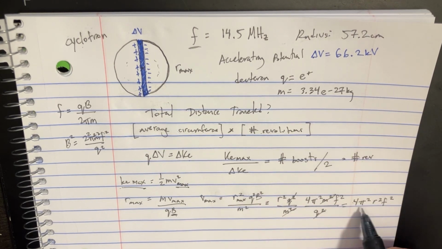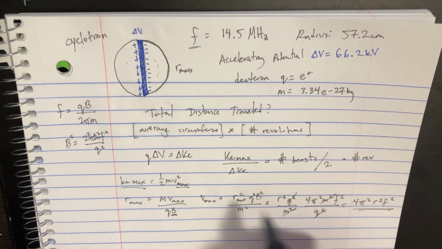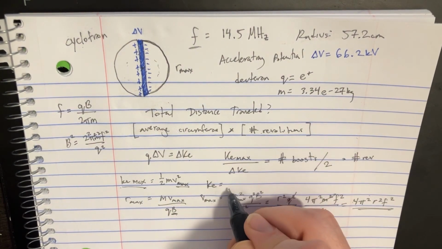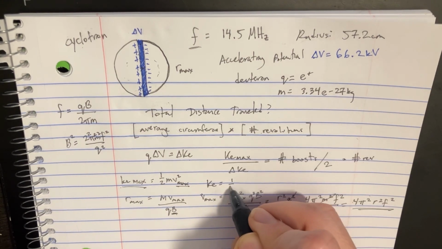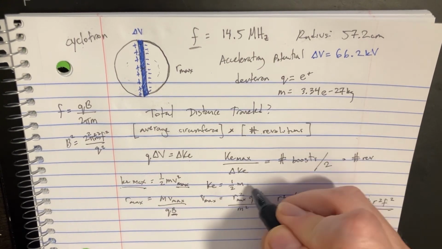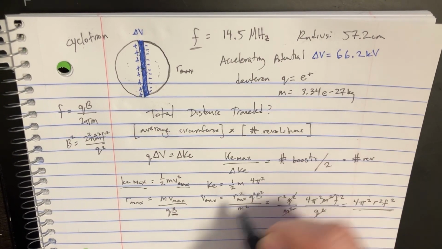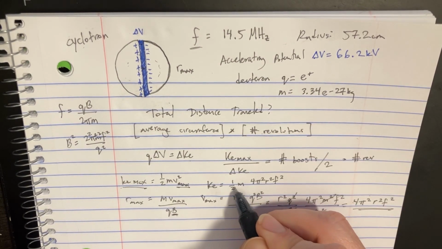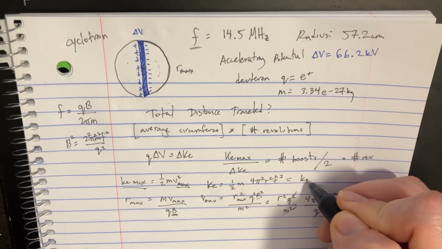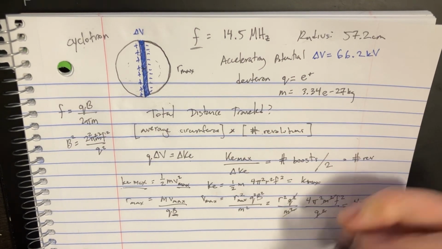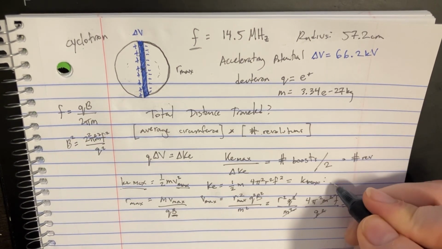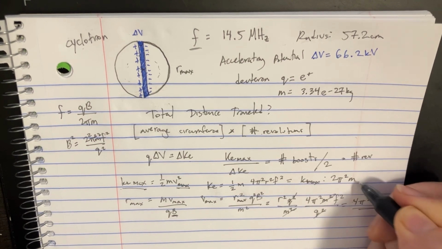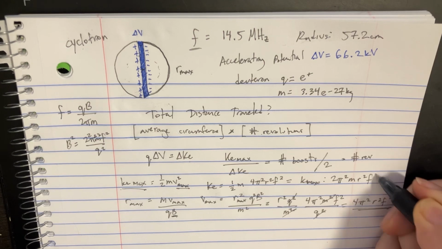And that's going to be our V max. Now we can plug that in over here, giving us KE equals 1/2 m and then 4 pi squared r squared f squared. So in the end, we basically just get that KE max is 2 pi squared m r squared f squared.